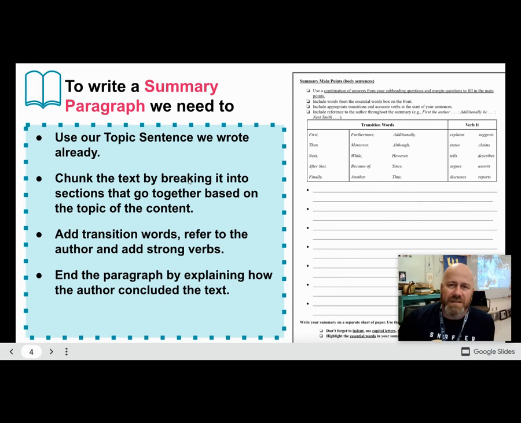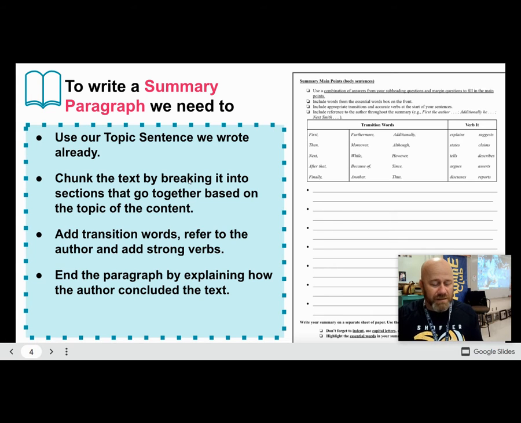Okay, so you've got your topic sentence already. We nailed that. Now you're chunking the text into pieces and then taking important pieces of evidence out of those, and you're doing your first, next, then to give those important ideas. And then finally, how did the author end their writing? Conclude your main idea kind of the same way the author concludes their thought process.